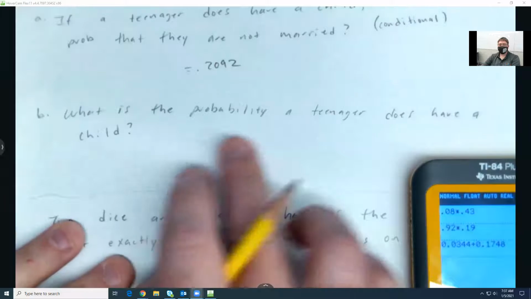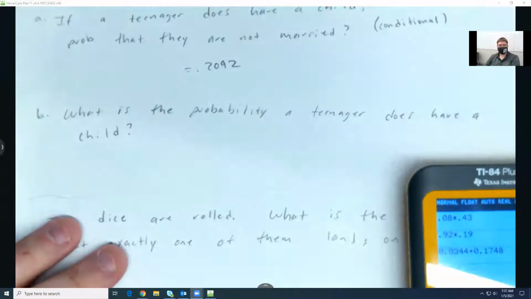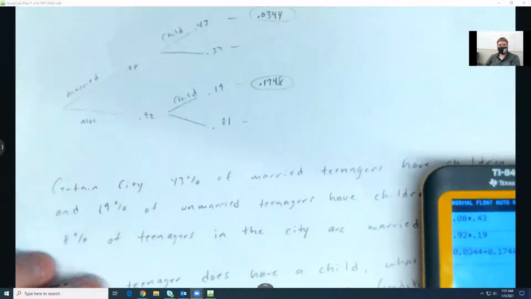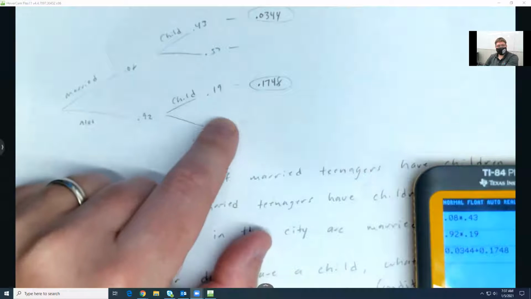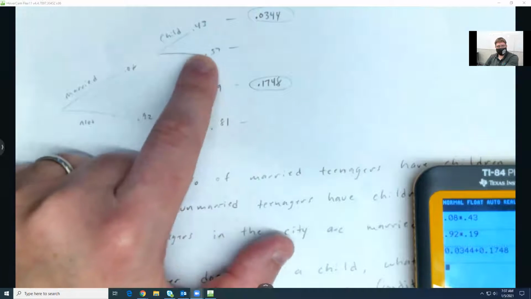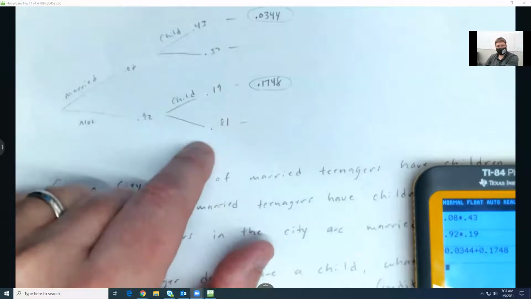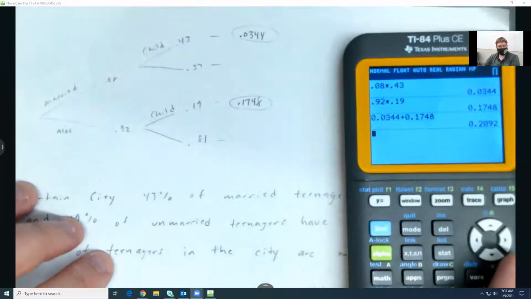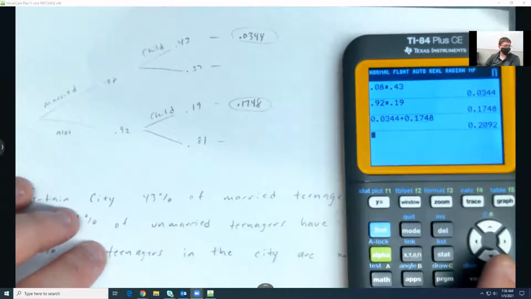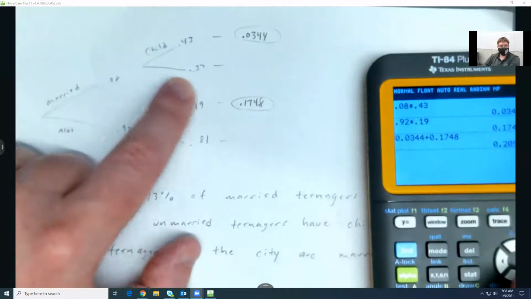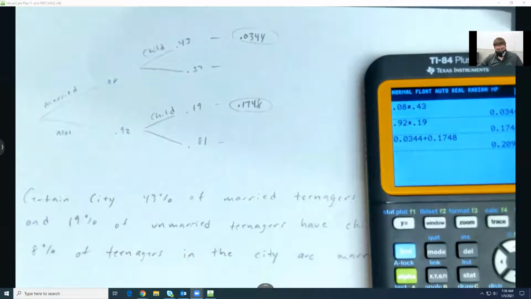All right, what is the probability a teenager does have a child? So what is the probability a teenager does have a child? Then again, all you have to do is look at the ones where they have children and just add them straight up, because this is not children here and not children here. So it's pretty much the same setup as far as using your tree diagram and going through it that way. All right, so I'm going to go ahead and just figure out these numbers real quick.